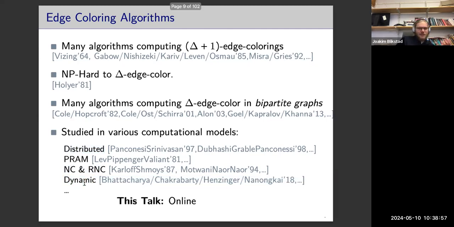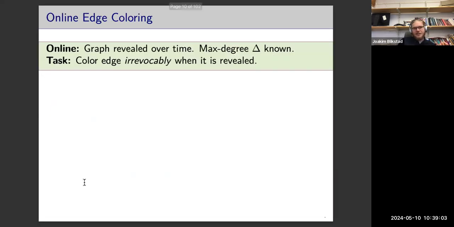For this talk, we'll focus on the online setting. So what is the online setting? In the online setting, you don't know the graph at the beginning, and it's revealed over time. But we'll assume the max degree delta is known throughout. Once an edge arrives, say this edge arrives, then we have to decide immediately which color to assign it. This is an irrevocable decision. We cannot change our minds later.